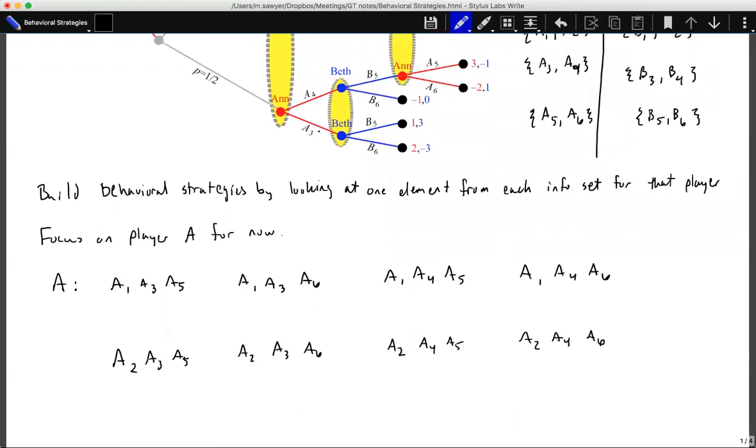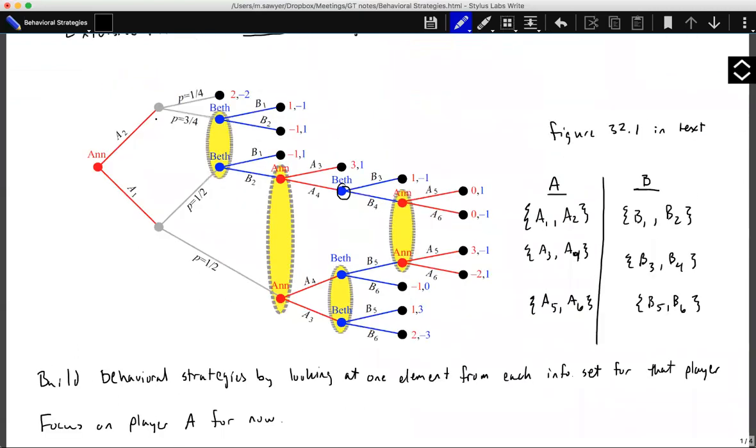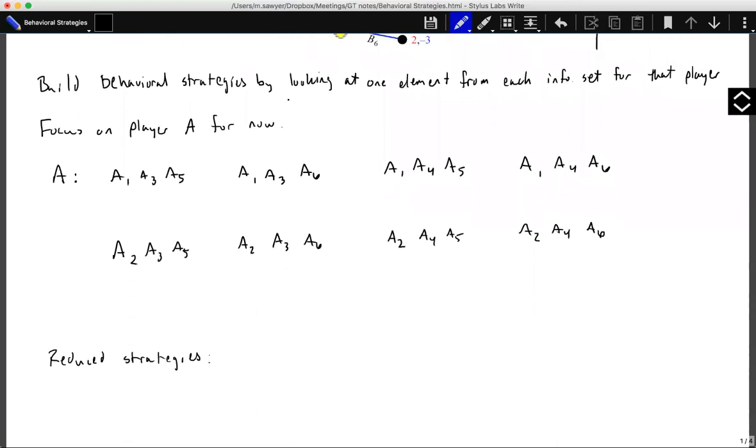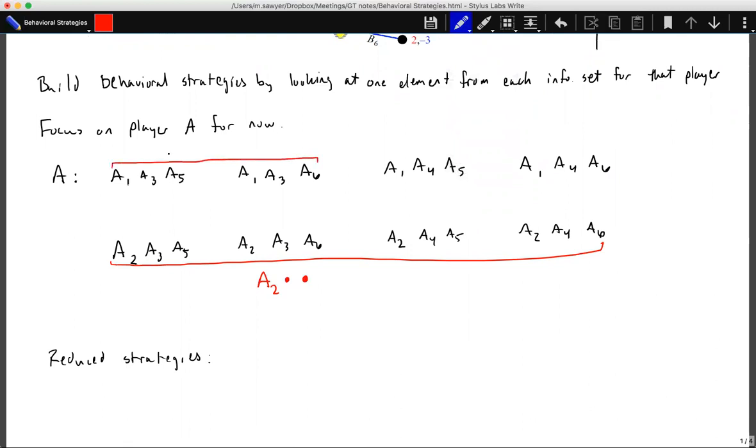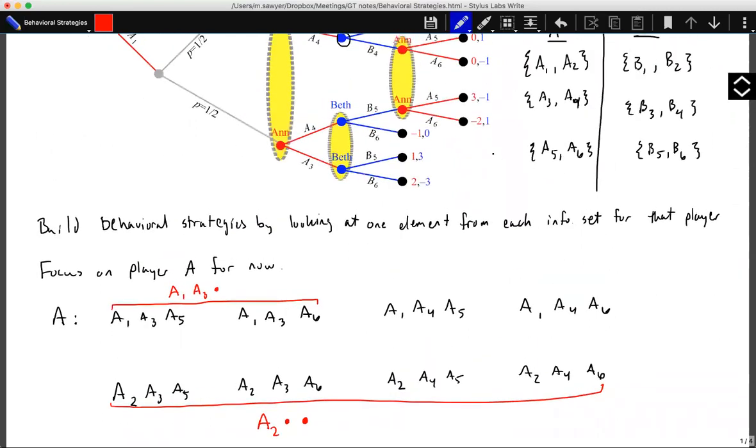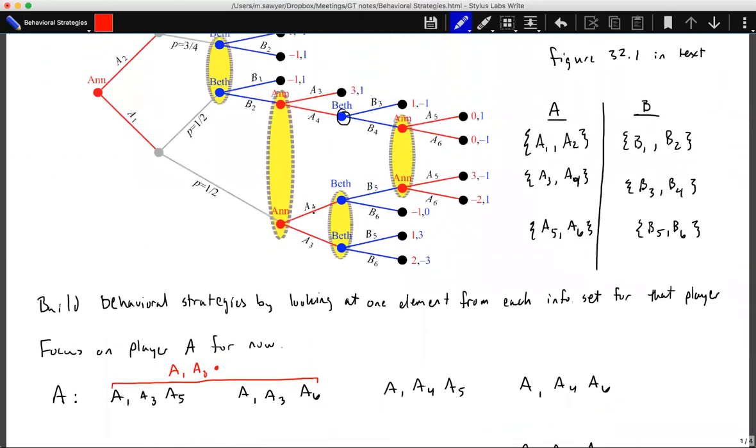We could reduce down the information set. For example, if A chooses A3 at any point in time, we know that A has no more turns. A never gets to A5 or A6. And if A chooses A2, A never gets a second turn. So we can reduce down the information set. In these particular information sets, they reduce down because if A chooses A2, A never gets a second or a third turn. And here, if A chooses A3, A never gets that third turn. So we can reduce these down. But if A chooses A1 and then A4, in either of these branches, A gets a chance to choose A5 or A6.